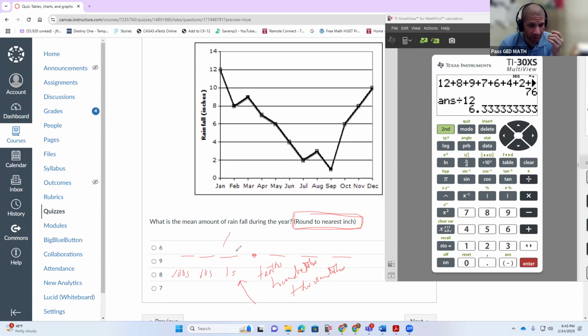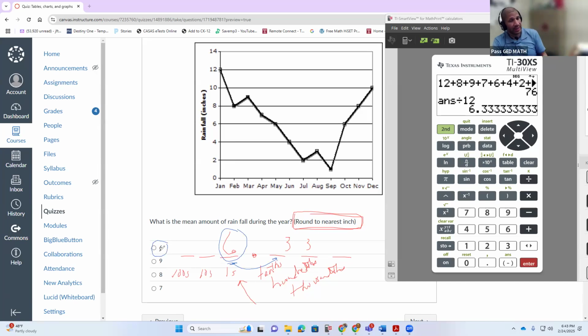So if I got 6.333, my whole number, what digit is in my ones place, please? 6. I look at the number to the right. Is that 5 or above? It's lower. So that's 6. What happens to the 6? The 6 stays the same. So that's my answer. 6.